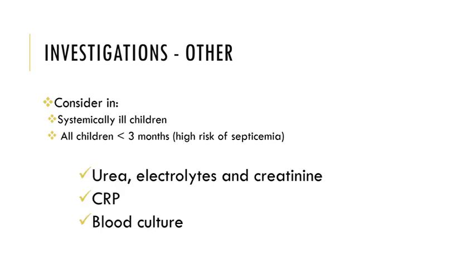Other investigations that you need to consider other than imaging. We don't do these in all your patients that are diagnosed with urinary tract infection, but you will consider this in a child who is systemically ill and in all children under the age of 3 months. So in these patients, you should consider doing a urea, electrolytes and creatinine, a CRP, and a blood culture.